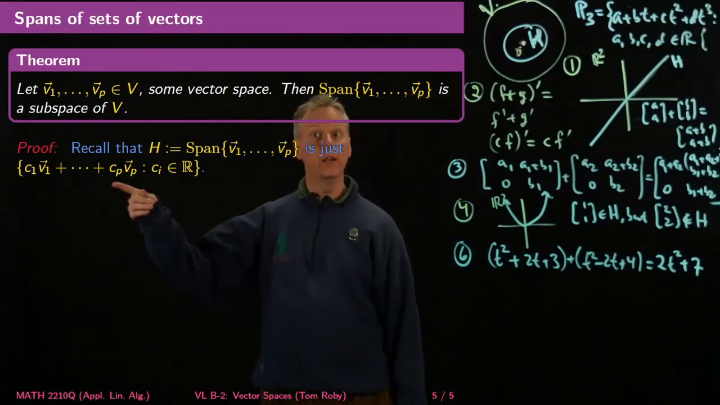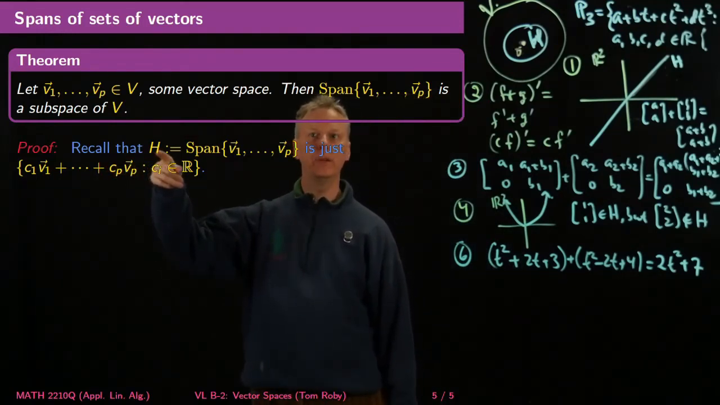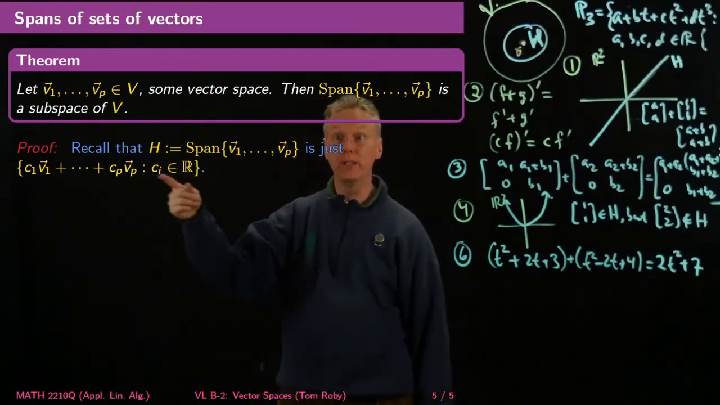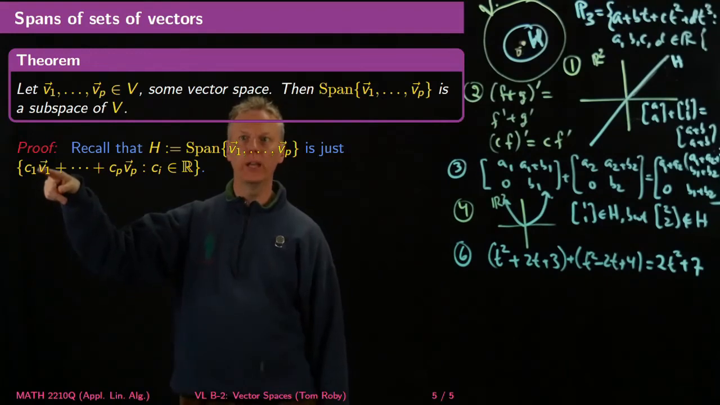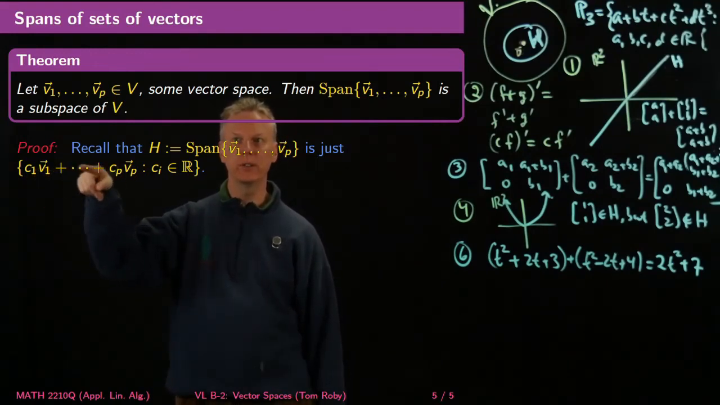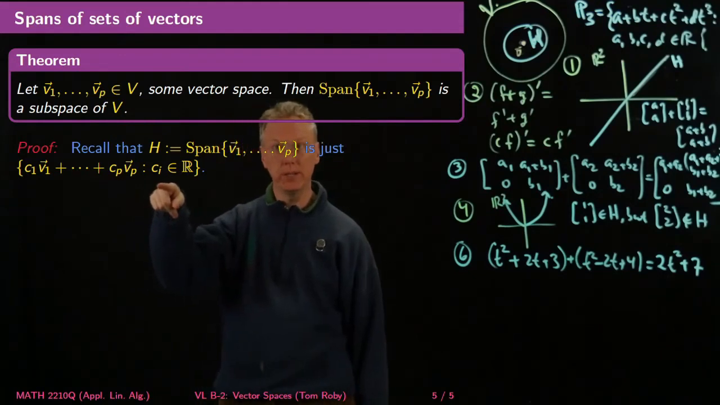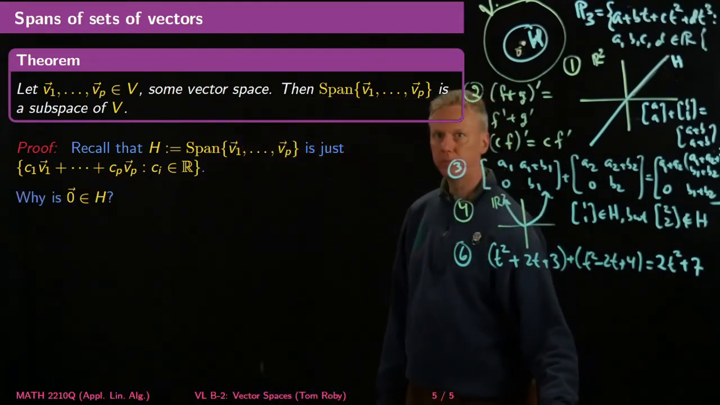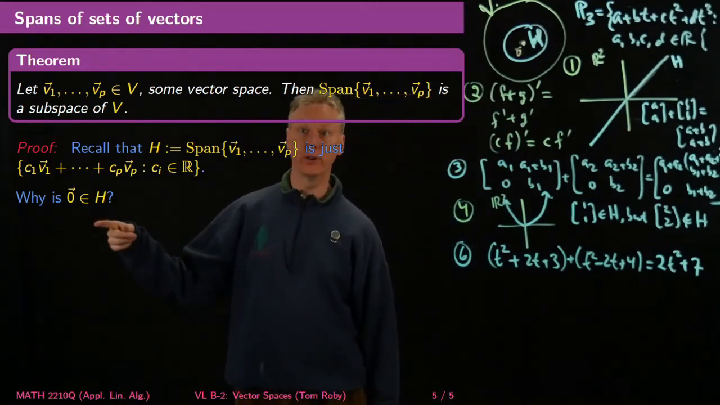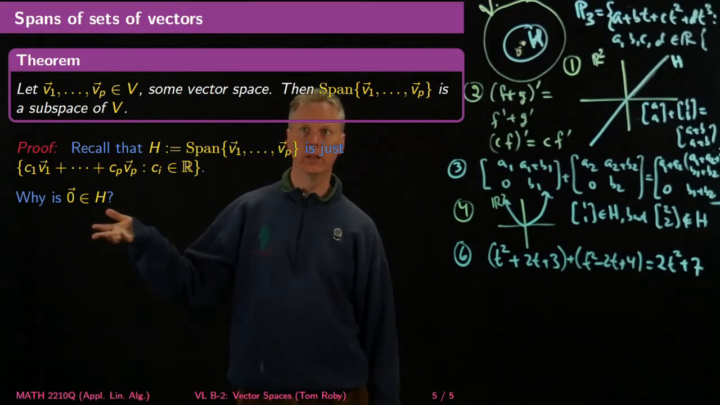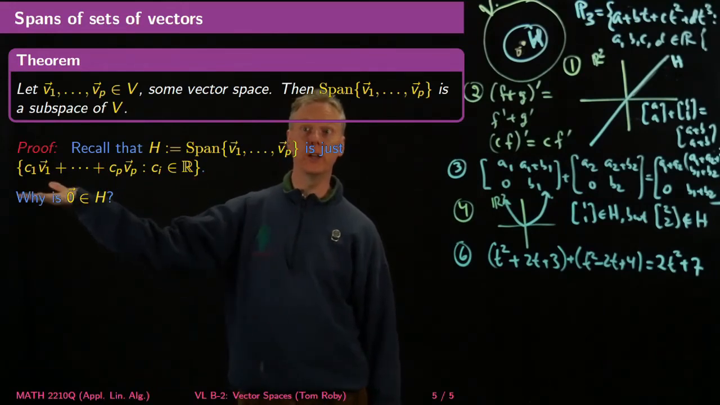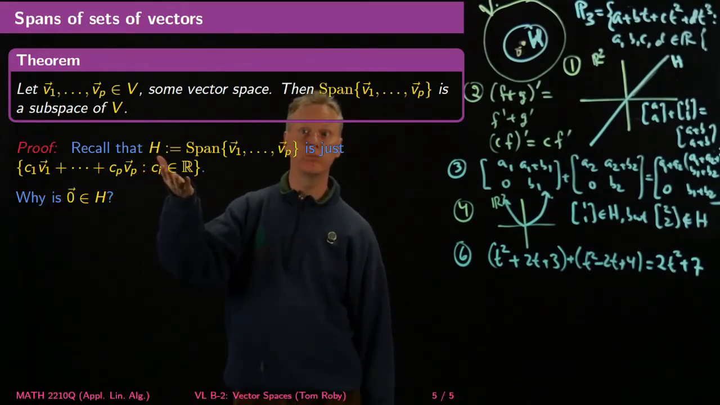It's really easy to see, because suppose that I define H to be this span, right? Well, by definition, that really just means take all linear combinations of real numbers times these vectors, c1 times v1 plus dot dot dot plus cp times vp. And now, ask yourself the standard questions. Why is the 0 vector in H? Well, these ci's can be any values in real numbers I want, so I just might as well make them all 0. Okay?